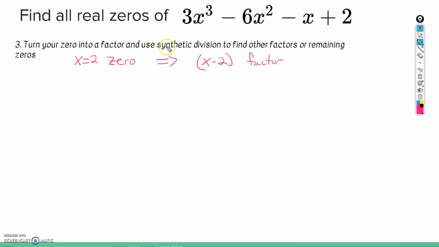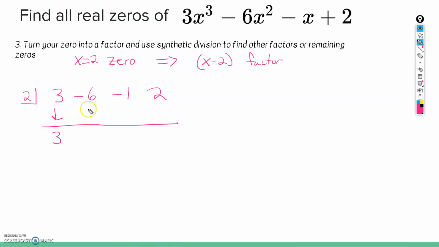Okay, so I'm going to divide this now by the factor that I know using synthetic division. So if 2 is my 0, then 2 is my window number. Line up all my coefficients here. So my coefficients will be 3, then negative 6, then negative 1, and then 2. Draw my line. 3 comes straight down.